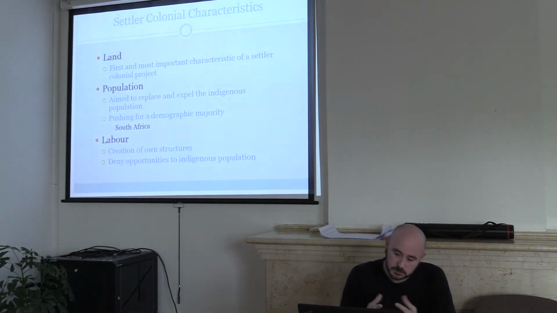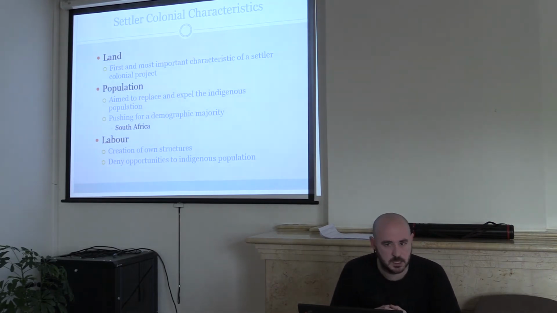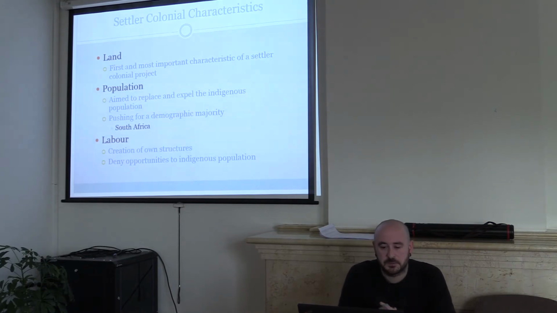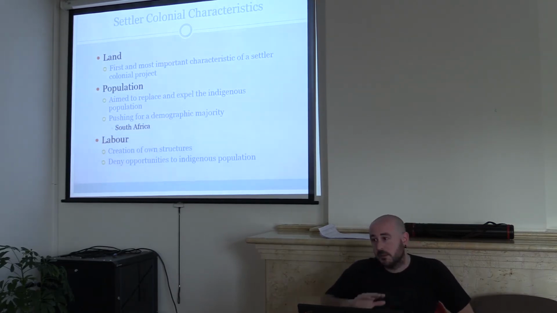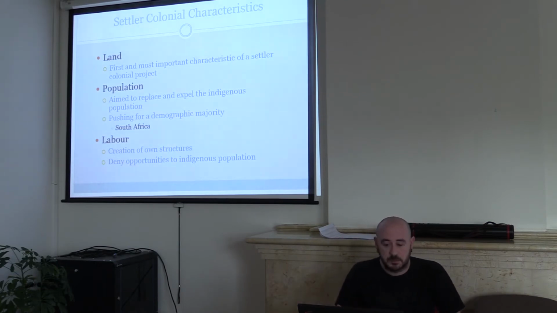Patrick Wolfe, he died like two years ago, I think, he had a really famous phrase saying that the main characteristic or the main interest for the settler colonial project is not religion, is not race, is access to land. The first thing that they need is access to land. Without access to land, all the things that come after it are not possible.